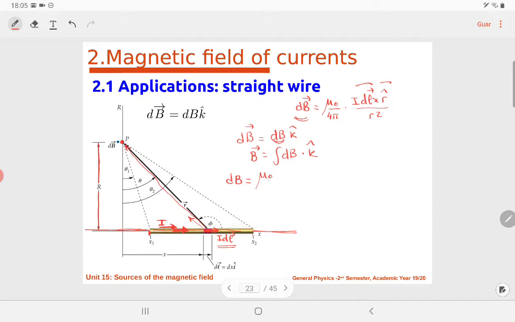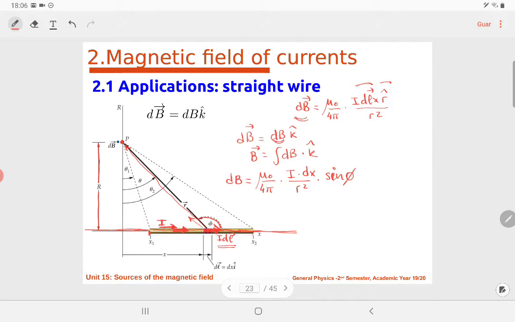So this is going to be mu sub 0 divided by 4 pi. This is going to be I, and in this case, as the element of current is in the x direction, we can just provide this as differential of x. And then we have to divide by the square of the distance that we're calling r. And then there is a difference here from the previous example, and it is that the differential of x, the element of current, is not completely perpendicular to the distance. So we have to take into account the sin, okay, of the angle they form. This is the angle they form, okay?